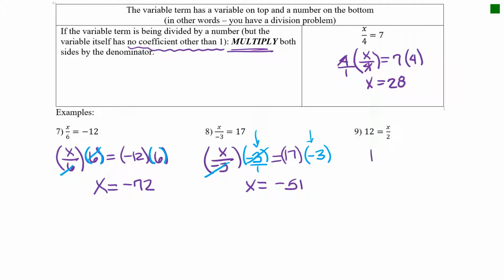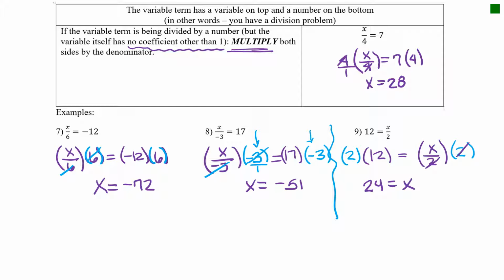For number 9, I'm going to put the 12 in parentheses, and I'm going to put an equals, and I'm going to put the x over 2 in parentheses. What am I going to multiply both sides by? 2. So now it doesn't matter if I multiply in the front or in the back. Multiplication 2 times 3, 3 times 2, it doesn't matter. It's called the, oh my gosh, what's it called? The commutative property. I can multiply in any order. 2 times 12, got to do the arithmetic, is 24. Over here, the 2 on top and 2 on the bottom cancel, and I get x.